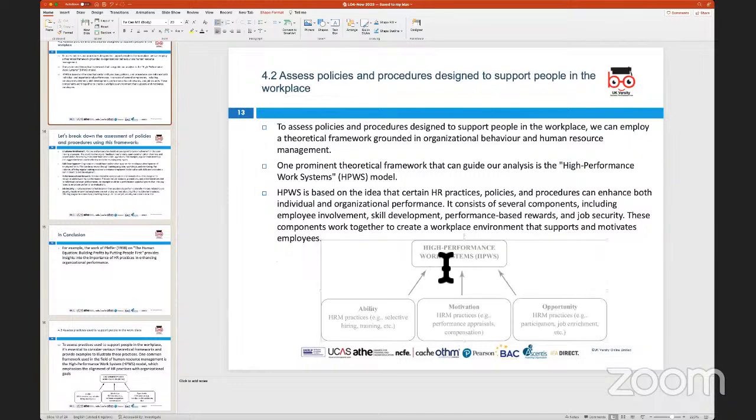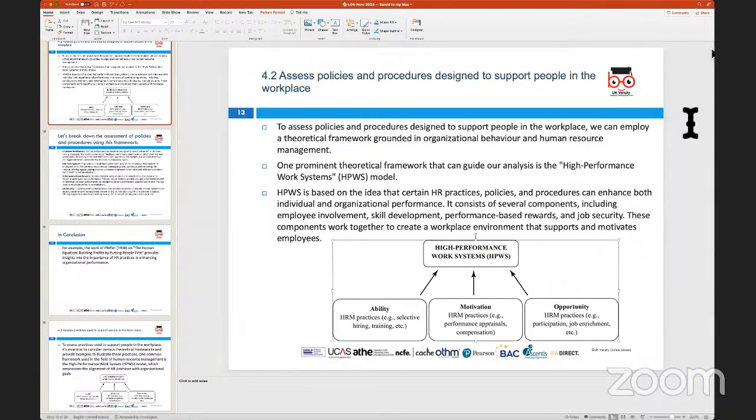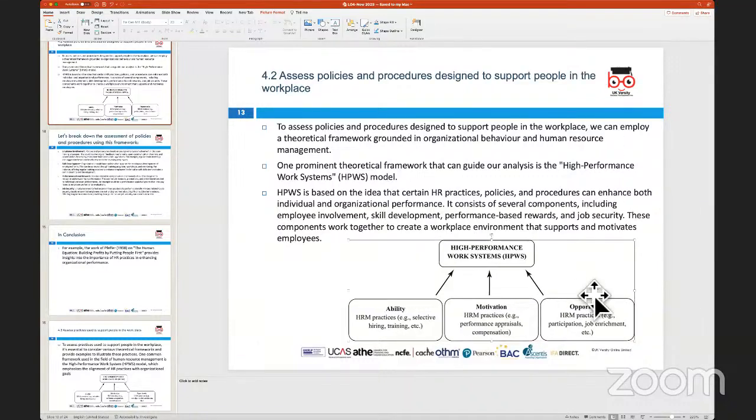So this particular model that we talk about, HPWS, essentially helps us understand what are the employees' skills, what is the employees' involvement in day-to-day work within the organization, what are the rewards which the employees can get, and how much can the employee actually expect job security, or what is the job security aspect related to the function which the employee carries out within the organization.